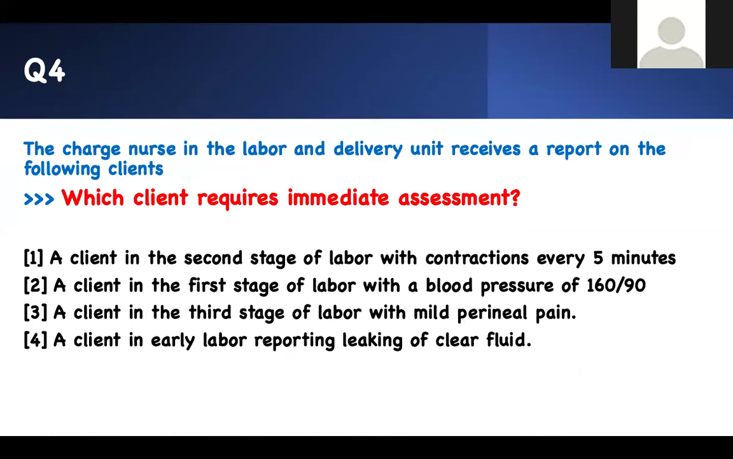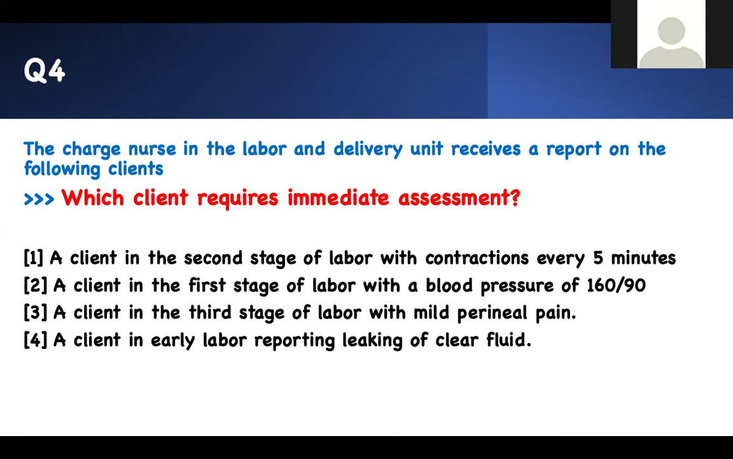A charge nurse in the labor and delivery unit receives a report on the following clients. Which needs immediate assessment? A client in the second stage of labor with contractions every 5 minutes. A client in the first stage of labor with a blood pressure of 160/90. A client in the third stage of labor with mild perineal pain. A client in early labor reporting leaking of clear fluid.